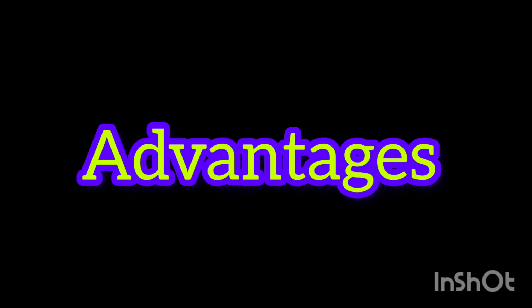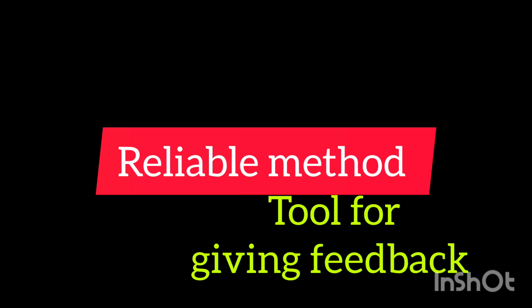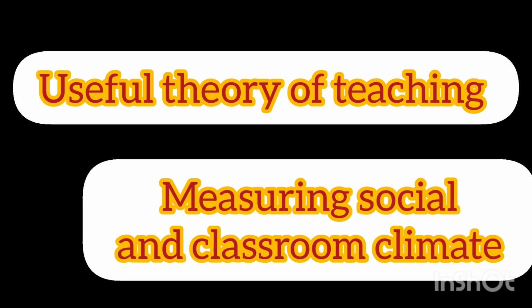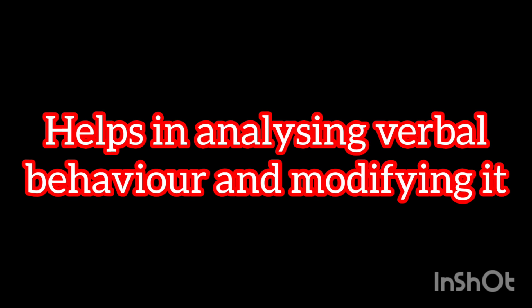Now coming to the advantages and disadvantages of this process. So it is basically a very bold step to improve the quality of education, and that is one of the most important advantages of this process. Okay, and it is a very effective tool for giving feedback to the teacher. Observation technique is a very reliable method for classroom behavior, and it is a very useful theory of teaching, measuring the social emotional climate in the classroom, and it helps in analyzing verbal behavior and modifying the verbal behavior of the student and teacher.